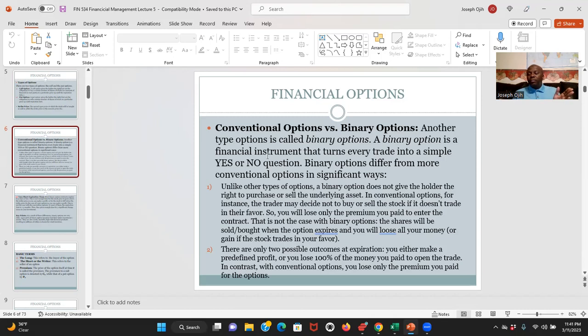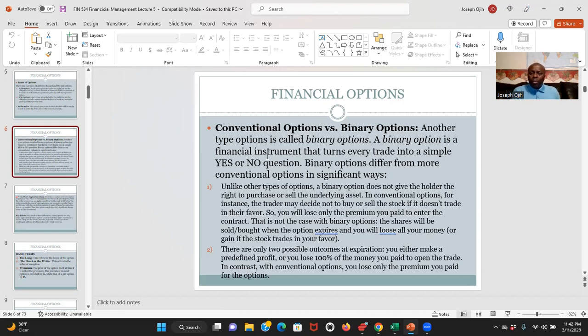So that means, let's say you wanted to invest $2,000 or maybe $5,000. And you paid only $500 for the contract. So if the stock in question is not moving your way, maybe it is trading below the price that you expected, you expect the price to be higher, but it's trading lower, you may decide not to exercise the option contract. That means not to buy the stock. And that means you lose only the $500 you invested. Yeah, $5,000 is still with you.